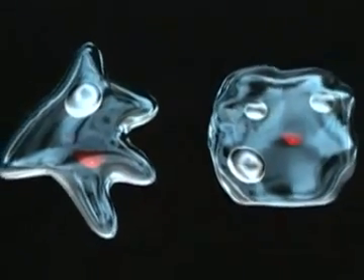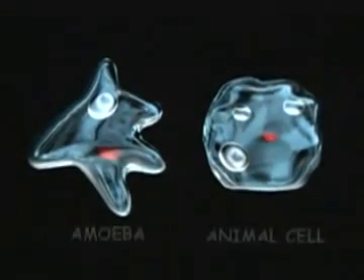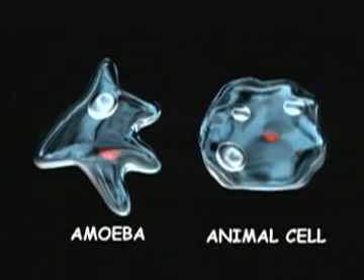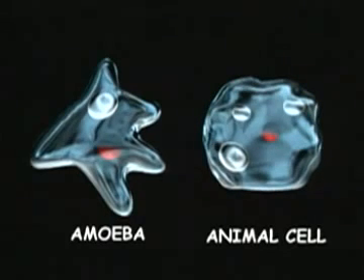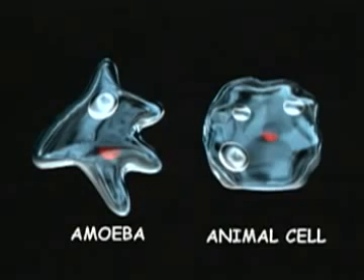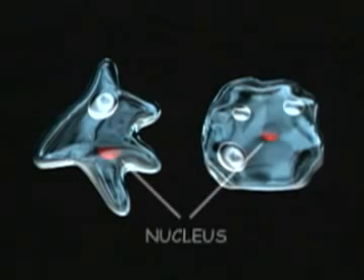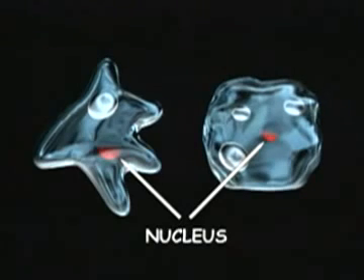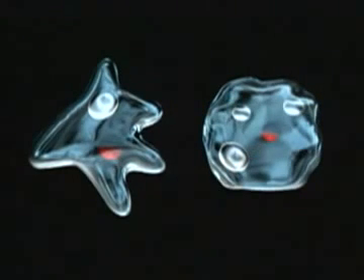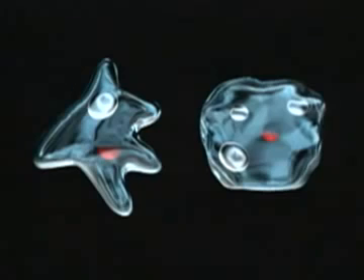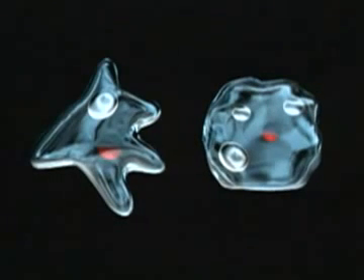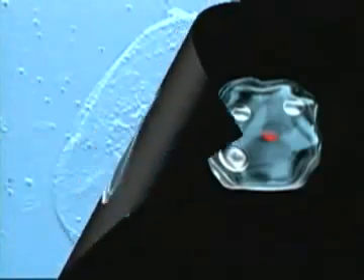In this example, the model on the right is meant to represent an animal cell, and the one on the left, an amoeba, a single-celled organism you find in pond water. Both cells contain a nucleus. Some amoebas may contain more than one. The nucleus is the control center of the cell. Its job is to control the cell's activities, including reproduction.